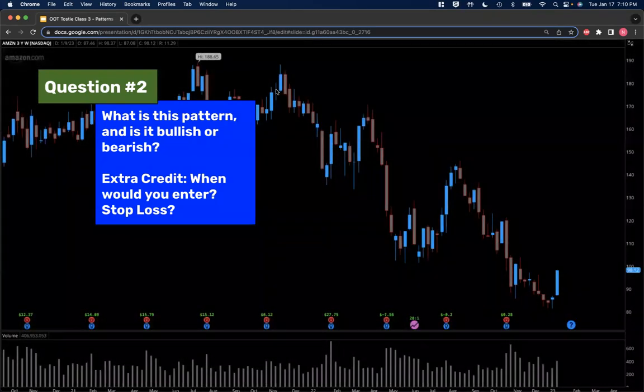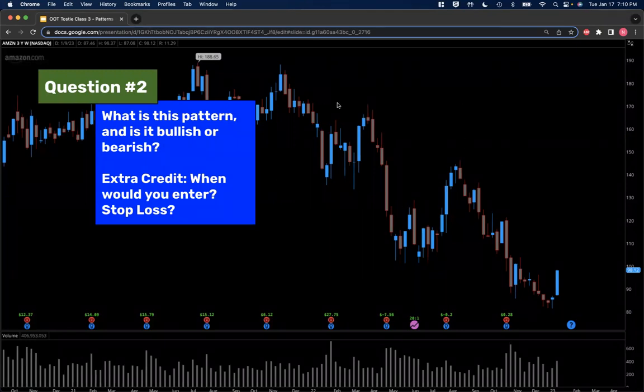So let's take a look. Oh, this one's a little bit of a harder one. Actually, this is a newer example. So let's see. I should have removed this stuff. Yeah, a little bit of a harder one actually, but what is this pattern and is it bullish or bearish? I'm really mainly looking in this area right here. Name the pattern. Is it bullish, bearish? When would you enter? Where would you set your stop loss?